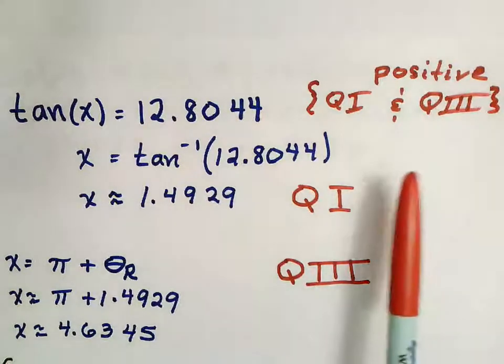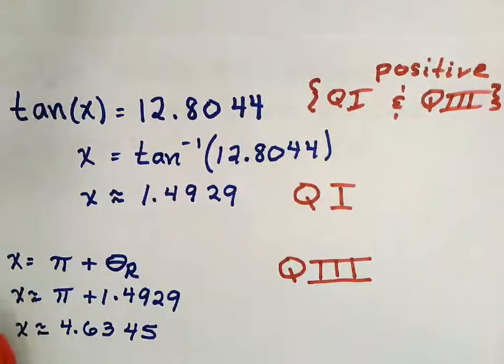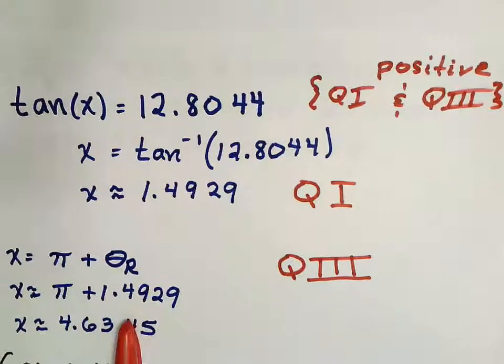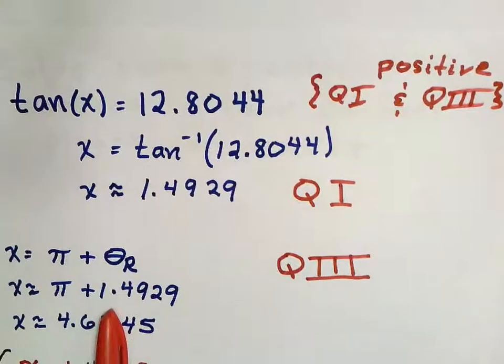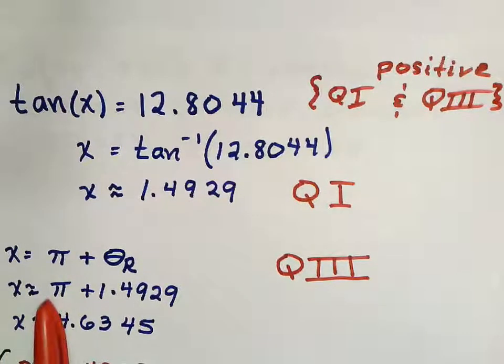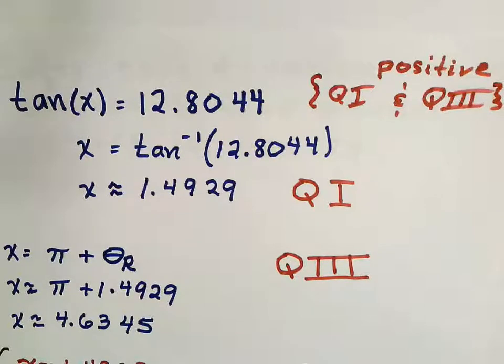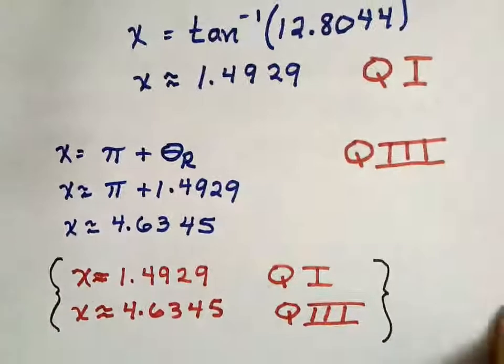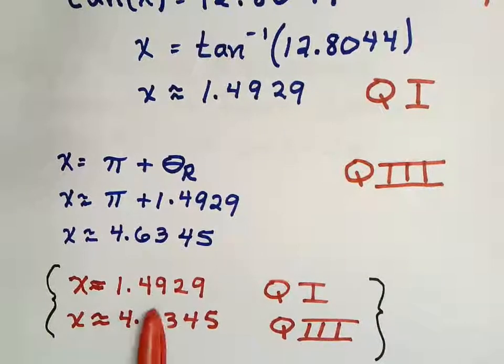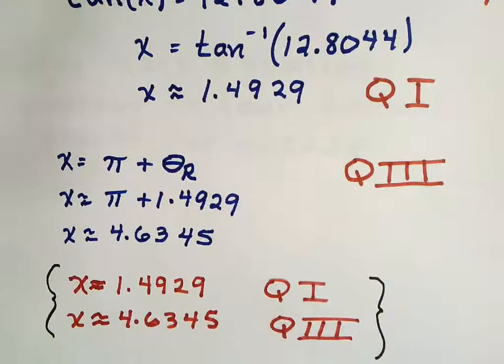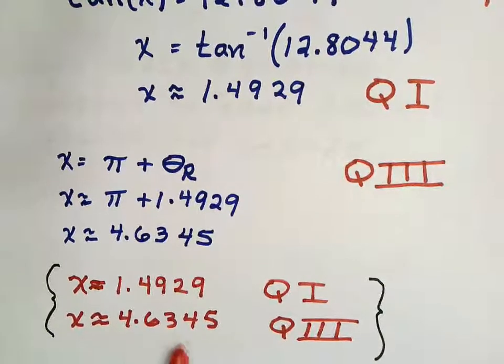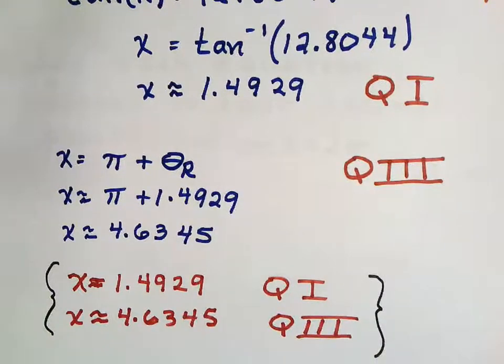Now, since tangent is also positive in the third quadrant, remember the angle is going to be pi plus the reference angle. So here's our reference angle, and we add that to our pi, the pi that's on the calculator. Don't just hit 3.14, you hit the pi symbol, which uses all of those digits. And it's going to be approximately 4.6345 radians. So our answer will be x is approximately 1.4929 in the first quadrant, or x is approximately 4.6345 in the third quadrant. And these are angles.